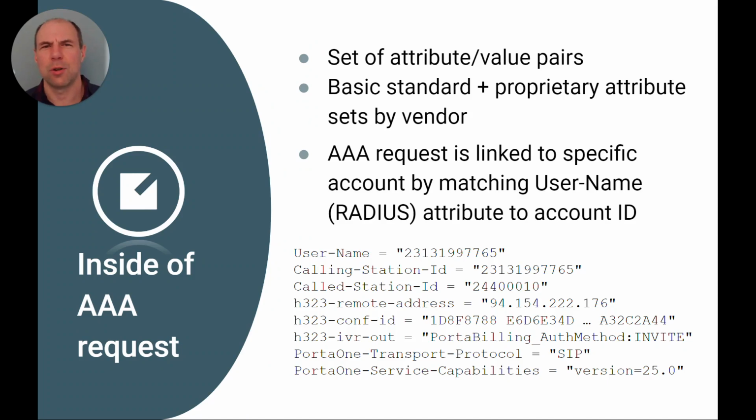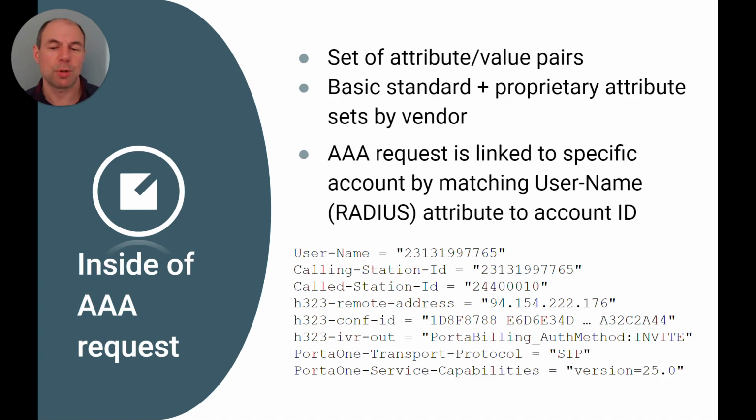What is inside of this AAA request? What does it consist of? Well, it is basically a set of attribute value pairs, such as my example at the bottom of the page. It's a very simplified, very shortened example of communication between PortaSwitch and PortaBilling.